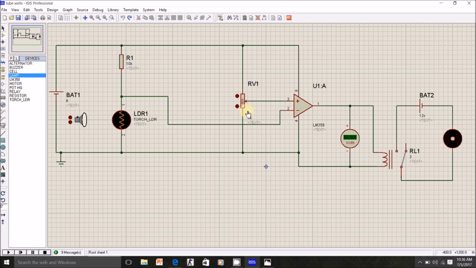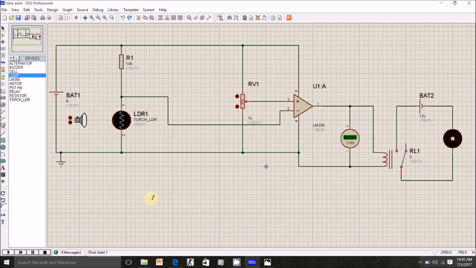This potentiometer here is connected across positive and negative of the battery, whereas its middle is connected to the positive input of the OPAMP. Now a voltmeter is connected across 1 and ground. Now this here is a 5 volt relay, 12 volt battery and DC motor. Now let's run the simulation.